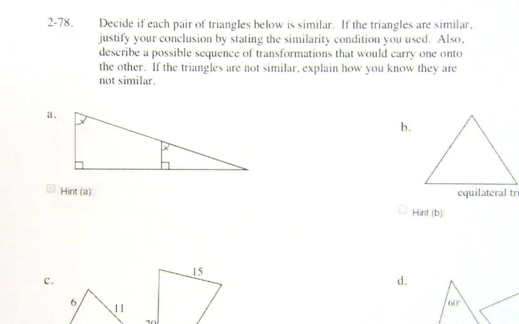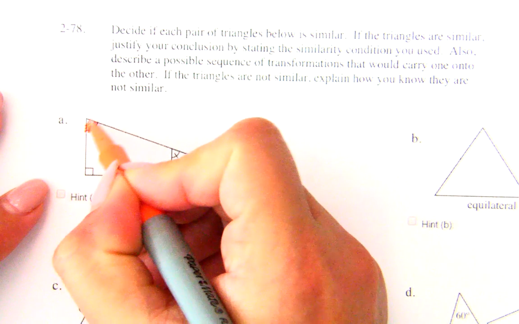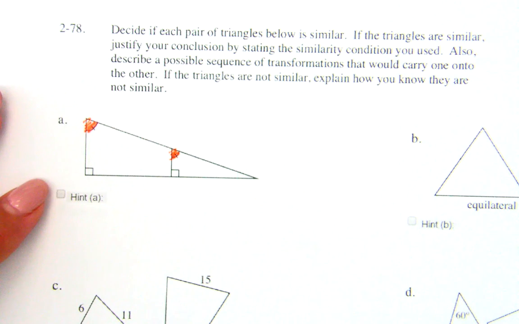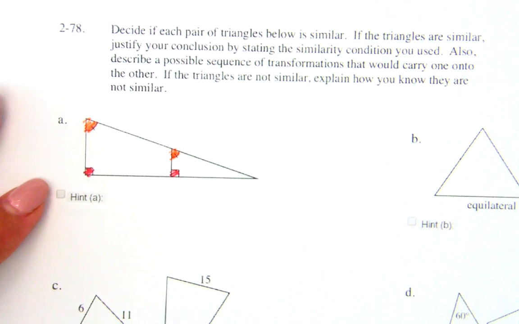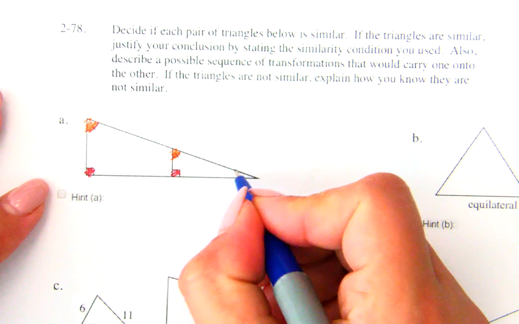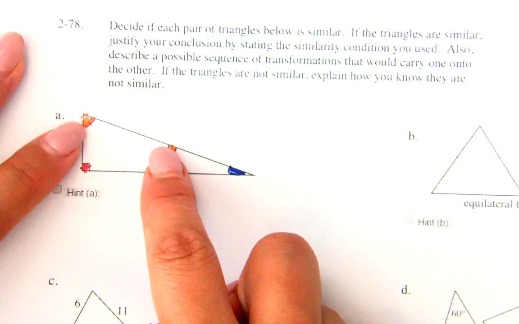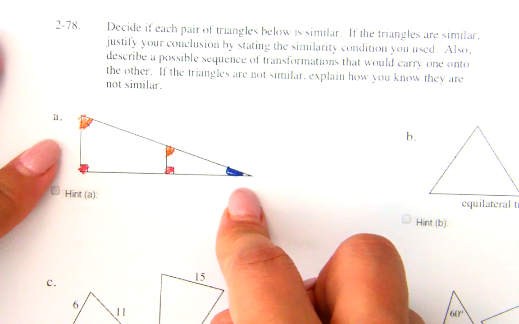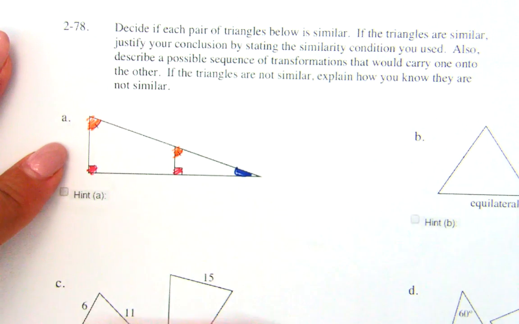I'm going to split this up. Actually, I'm going to color the angles first, so you're not confused on what's going on. This is 90, and then we have this angle here. All right, now for starters, it looks like you have two pairs of angles that are the same, right? The orange and the red, and then only one blue. But it's not trying to trick you. It's trying to make you use your reasoning skills.